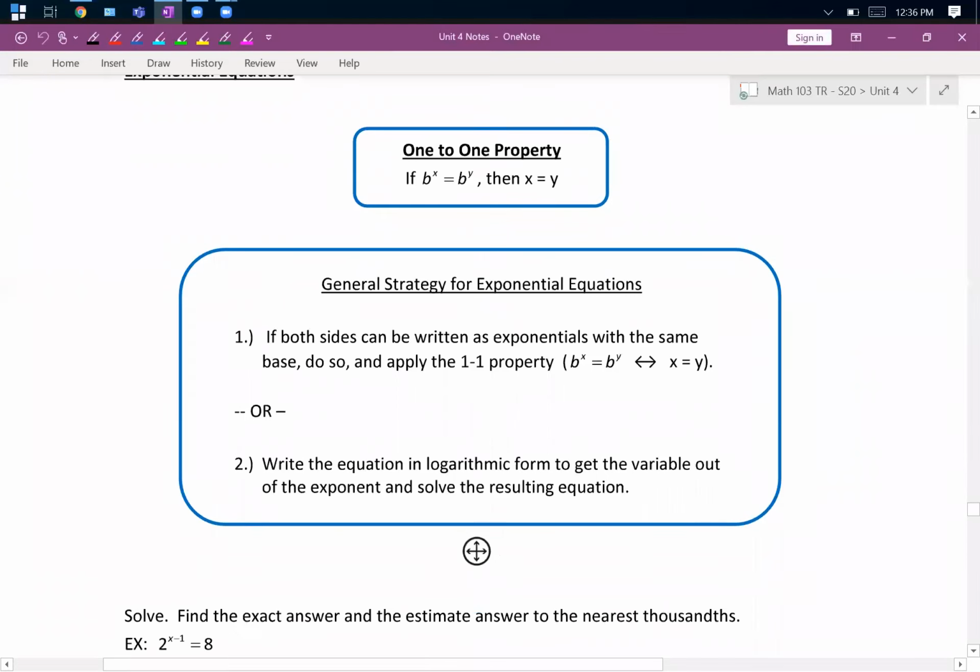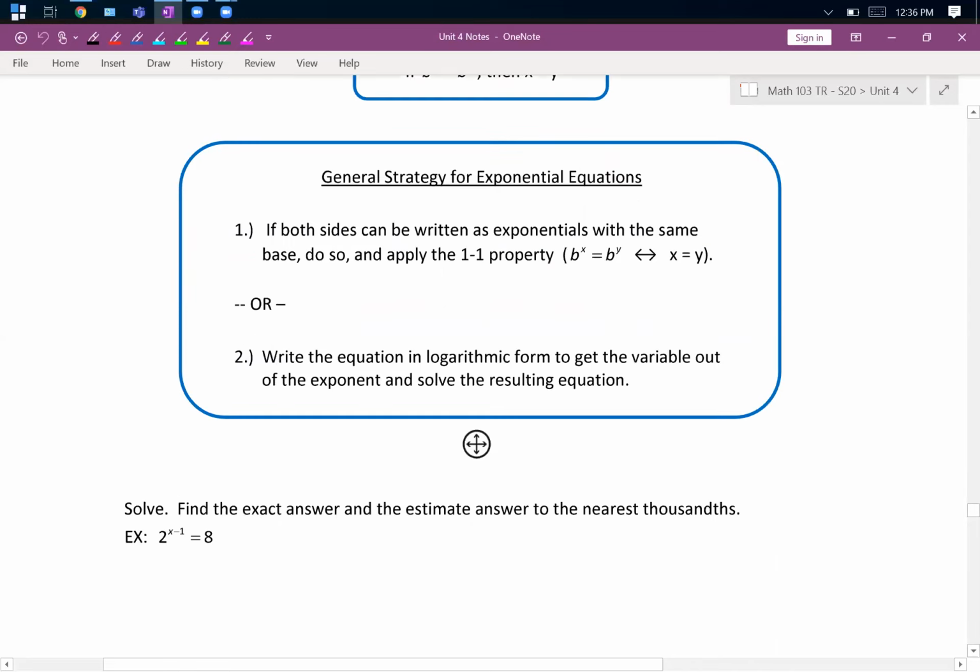Our general strategy for solving exponential equations is to try to make the one-to-one property work, because that's definitely the easier of the techniques. So if both sides can be written as exponentials with the same base, do that and then apply the one-to-one property, where basically you're setting the exponents equal to each other. Now, that works less times than it doesn't. So we need to have a plan B.